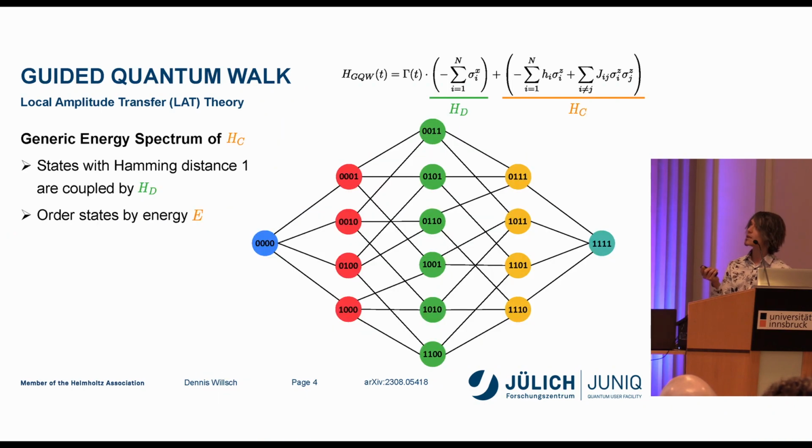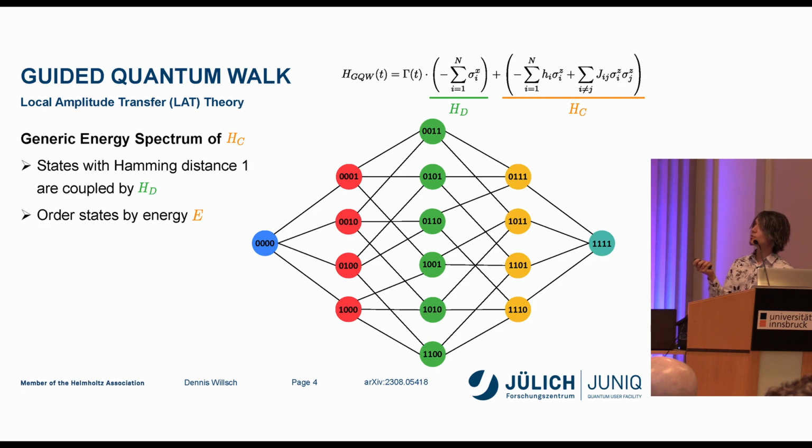Okay, so let's look at the theory. The guided quantum walk is motivated by all of these problems that I've just shown. They have a sort of generic energy spectrum of the cost Hamiltonian if we make the problems large enough. And this is important. We shouldn't only consider very small problems, but if we make them large enough, they are sort of generic and we can treat them in the same way. So let's see how we get to this generic energy spectrum.